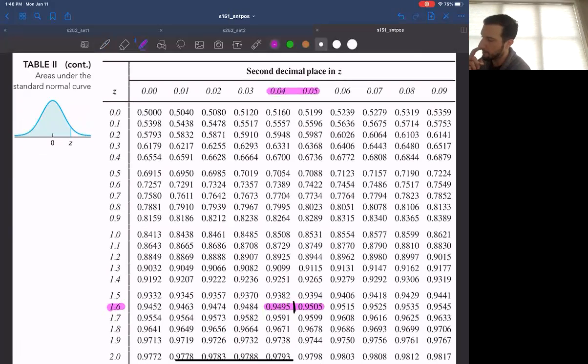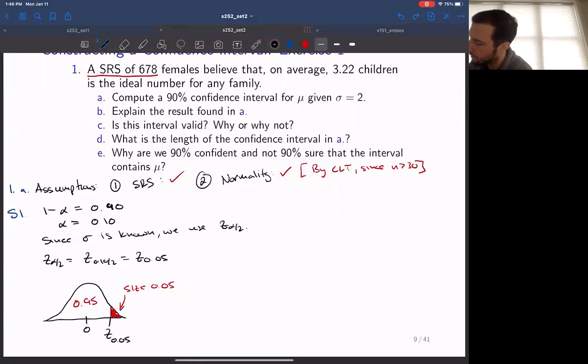And we end up with the average of 1.64 and 1.65. So that gives us 1.645. So we have 1.645.